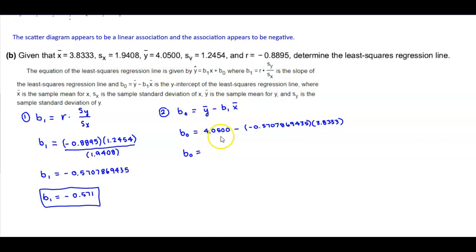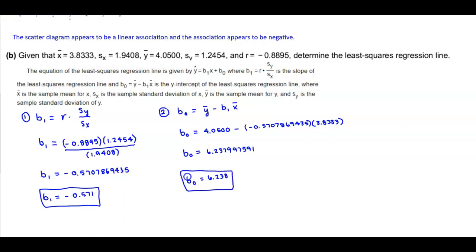And so therefore, let's see what we get for this value. We recall that's 4.0500. This minus this negative makes that plus. So we end up getting the following value. We get 6.237997591. Now, if we round that to 3 decimal places, we get 6.238.